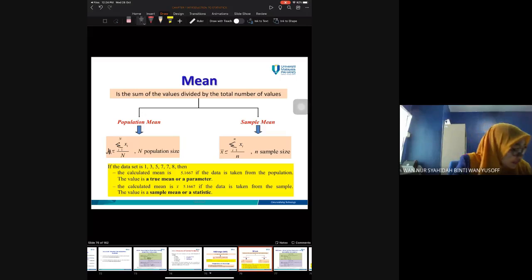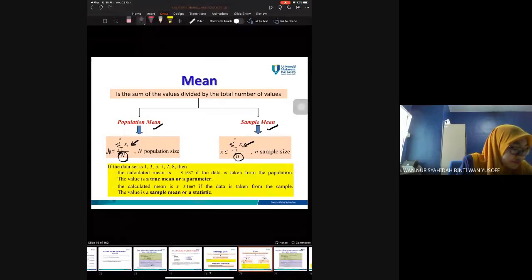If you can see here, we have a similar formula for the population mean and the sample mean. Both are about the summation of the data values, and then dividing by the number of data. Similarly for the sample, the summation of the data values and then divide by the number of samples.